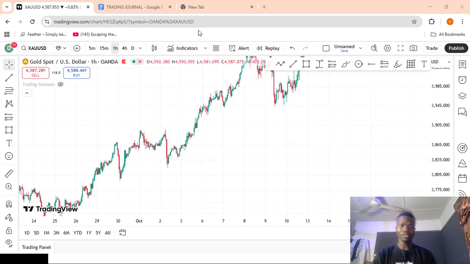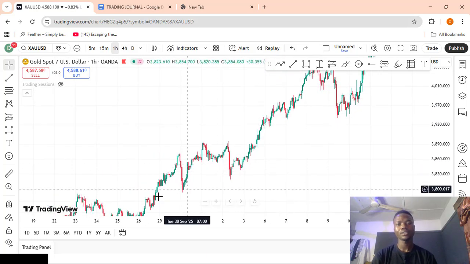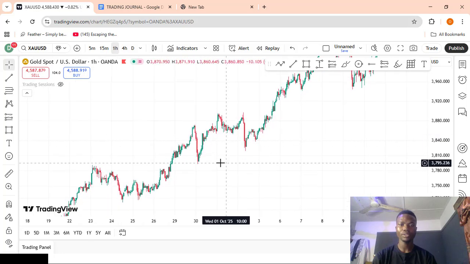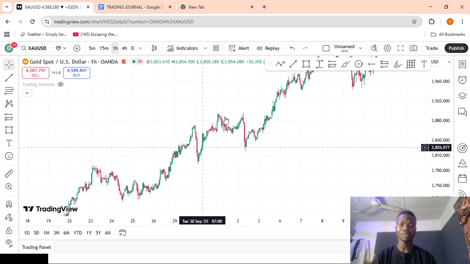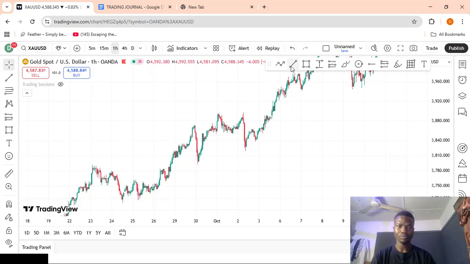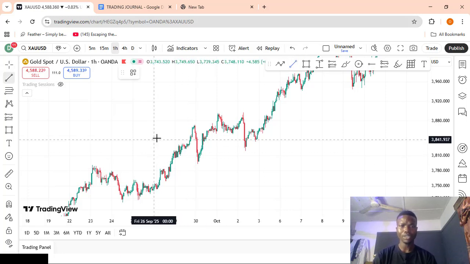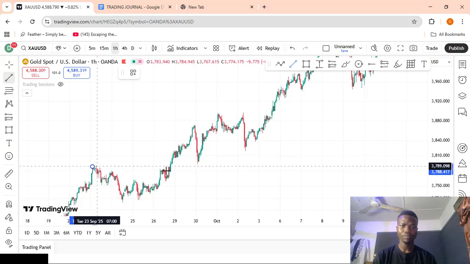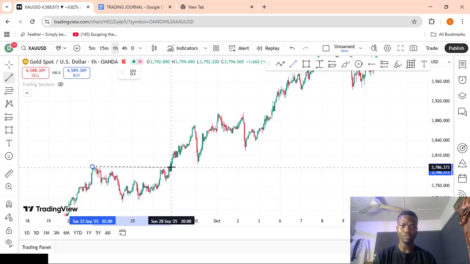Alright, so this is another scenario of applying your supply and demand in the market. So we can see that this market was actually buying up. Okay, the buyers are buying the market to the upside. So what do you have to do? What you have to do is that you want to mark out your break of structures. Okay, so let me just start the break of structure from top here. Okay, this is a break of structure here.